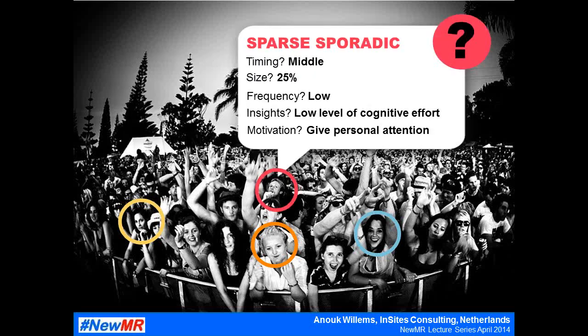All right, so the fourth segment is a more difficult one. It's called the sparse sporadic, a very mysterious name. Well, at concerts, these people may disappear in the crowd. They cannot see anything at all because they stand behind a very tall, big guy. You really hate that when it happens, right?